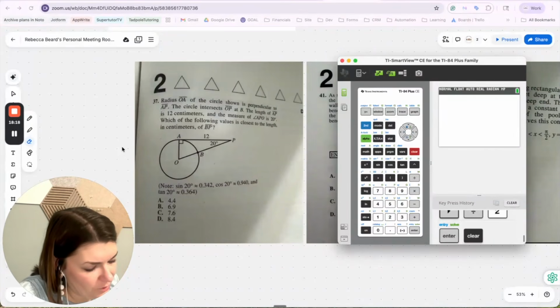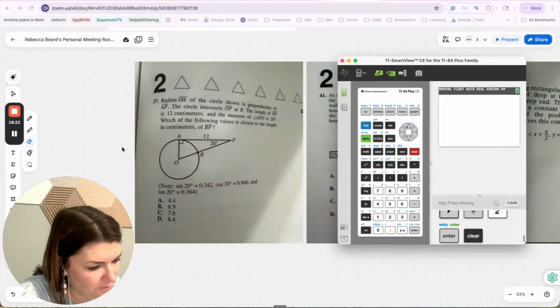So you have a couple ways to go about this. As I'm looking through this, a circle is perpendicular. So let's think about it this way. And I'm going to think about it slightly different.